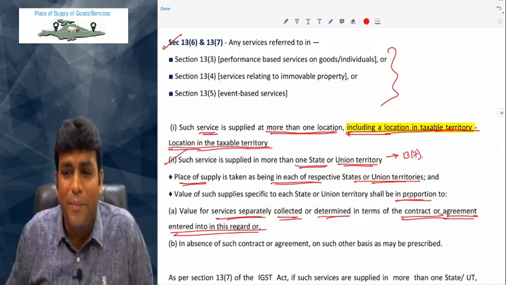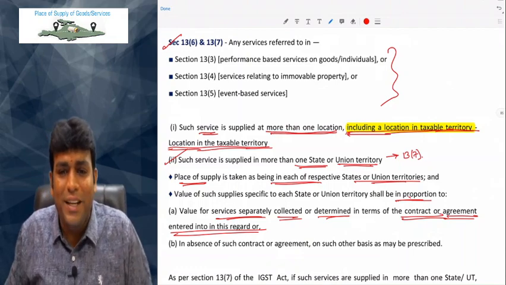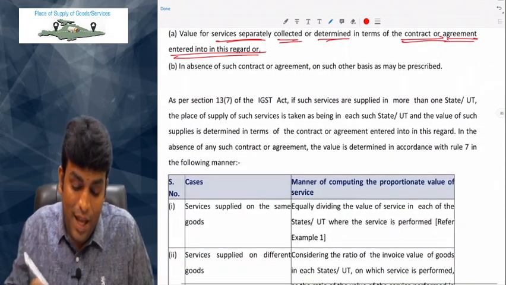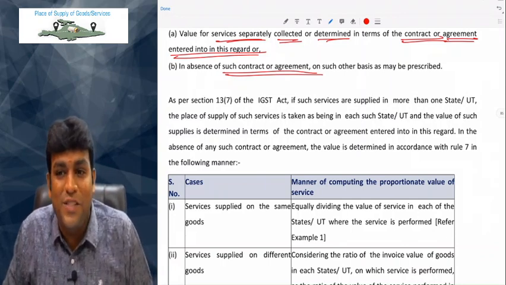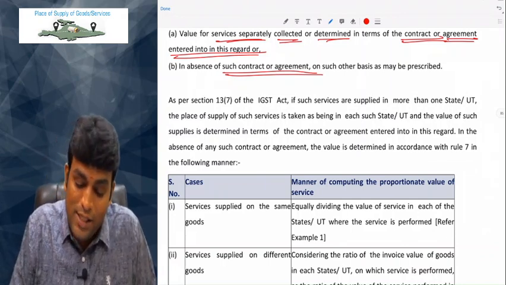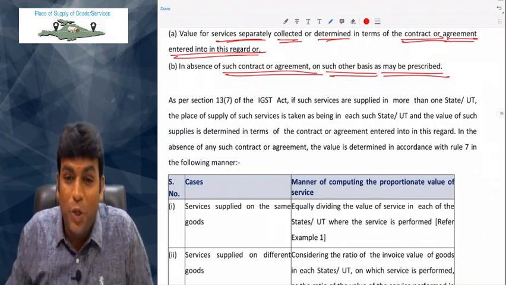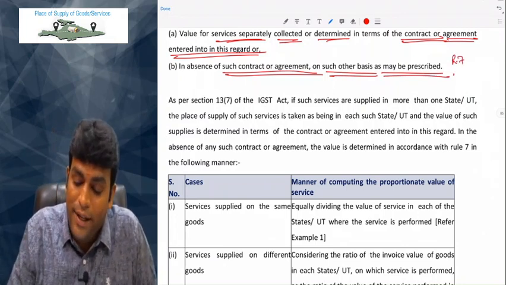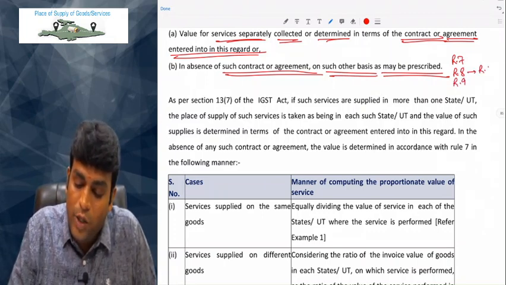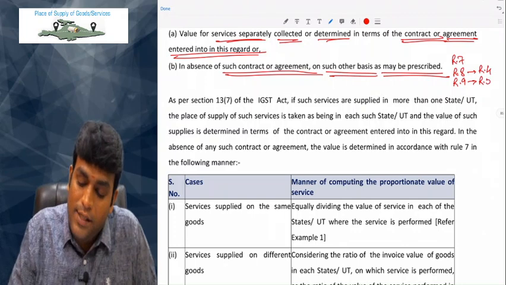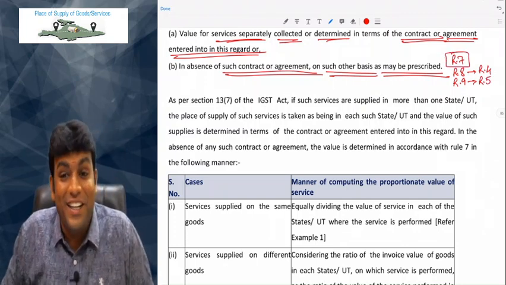So place of supply will be what, my dear friends? Value determined in the contract or agreement. Next line. In the absence of such contract or agreement, on such other basis as may be prescribed. Already I told you, prescribed by Rule 7, Rule 8, Rule 9. Rule 8 is the same as Rule 4, Rule 9 is the same as Rule 5. The only thing I should talk about is Rule 7. Very interesting. See now.